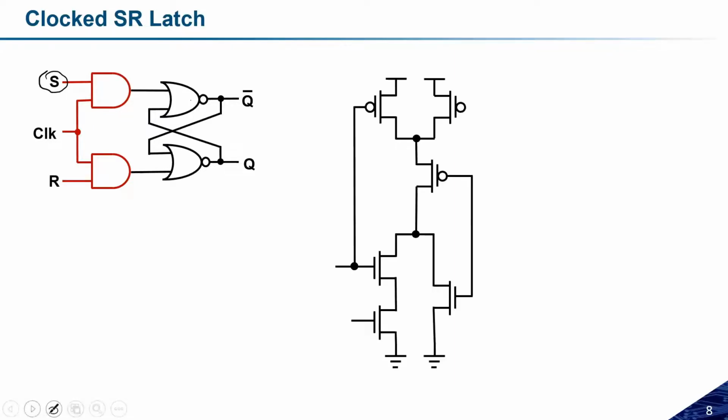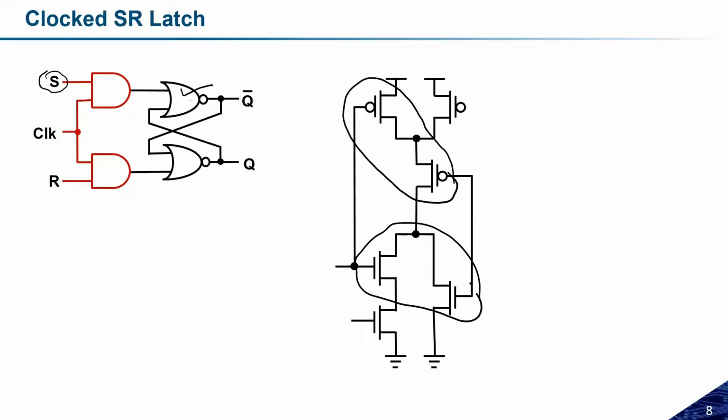If you see this one, this particular logic will give the output something like that one only. Okay, if you see here we have a two input NOR gate. So if I have a two input NOR gate, it means these two transistors are needed in the pull up network, and these two transistors are needed in the pull down network.